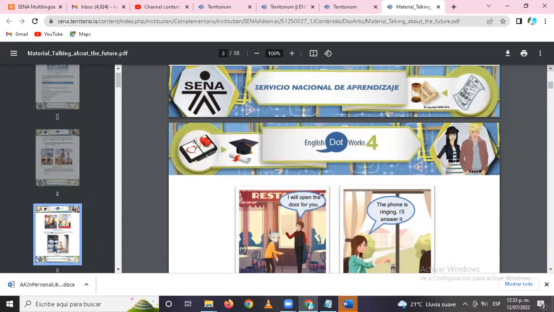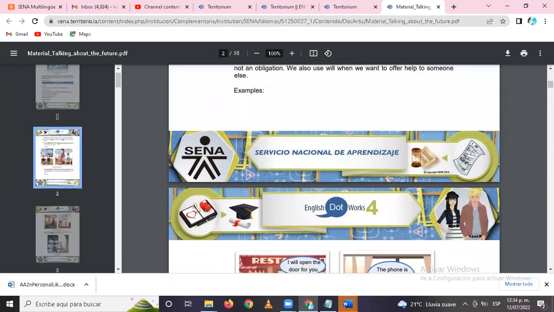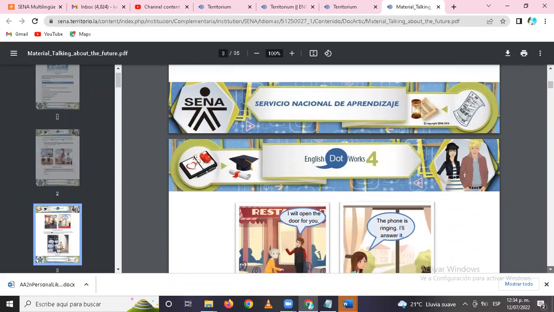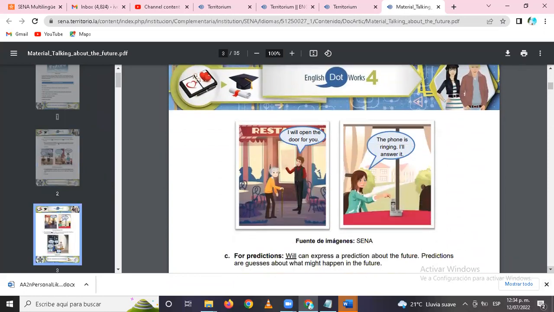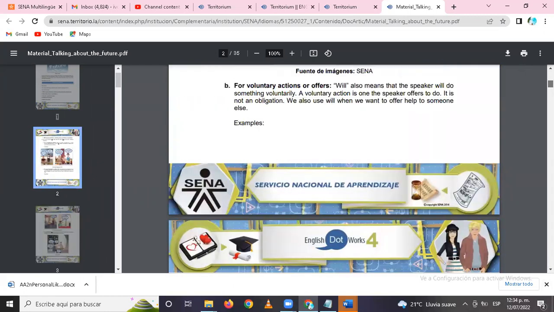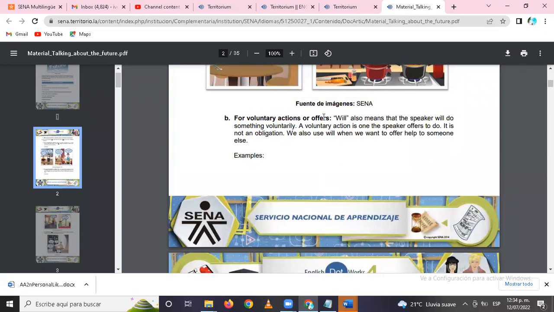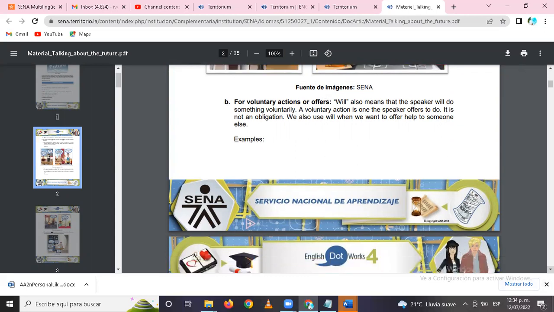We can also use it for voluntary actions or offers. Remember that this is also a modal verb. We can use will as a modal verb. Está incluido en los verbos modales. Y recuerden que los verbos modales los usamos sobre todo para esto, como cuando nos ofrecemos a hacer algo, cuando ayudamos a alguien, ¿sí?